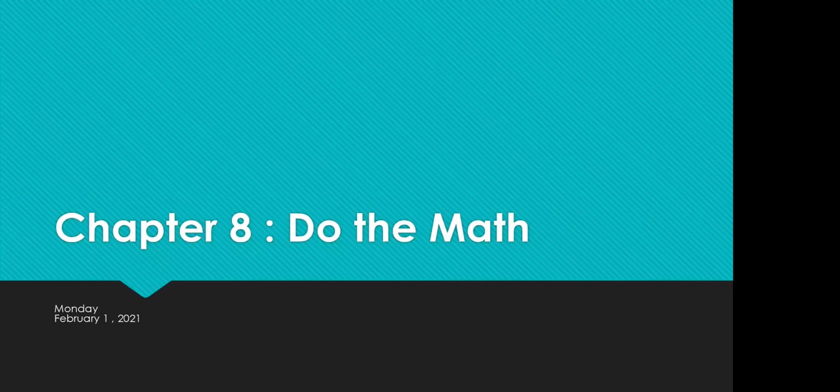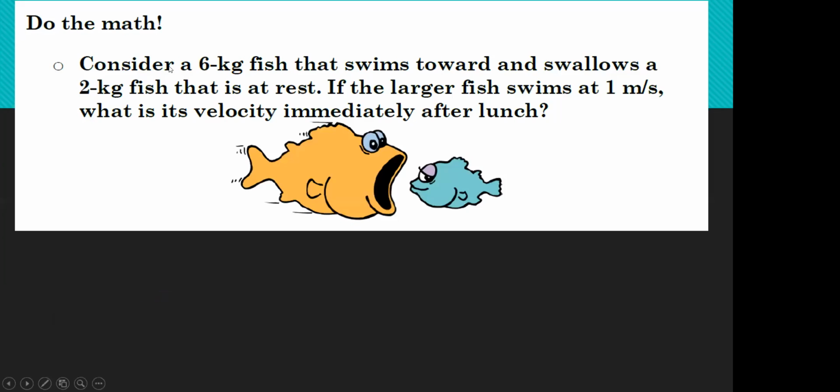Okay, good afternoon. Now let's solve some exercises related to chapter 8 on the conservation of momentum. Let's start now with the first one here.